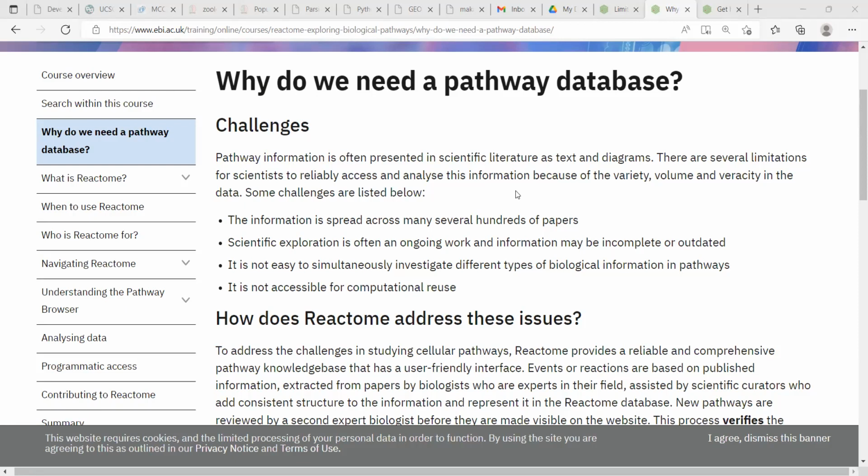And it is not easy to simultaneously investigate different types of biological information in pathways. That is another level of challenge, that in a pathway there might be different levels of things. That means positive regulation, negative regulation, feed forward loop, feedback loop. This kind of regulation is also going on, and it is not accessible for computational reuse also. So pathway databases need to be updated regularly. Otherwise, that is of no use.